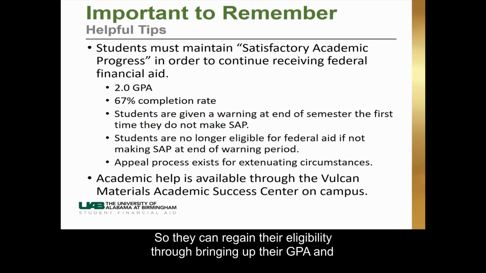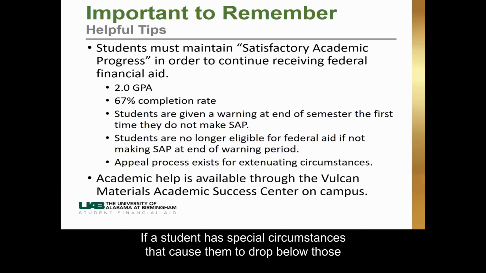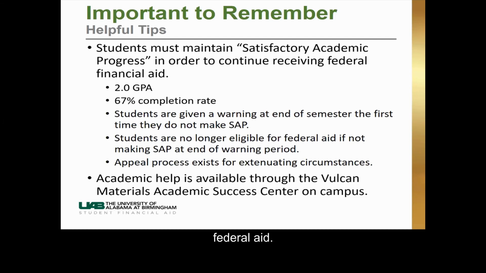After that, they will go into a fail status where they will not be eligible for any federal financial aid. They can regain their eligibility through bringing up their GPA and their completion rate, or they can appeal. We do have an appeal process if a student has special circumstances that caused them to drop below those standards. There is an appeal process that they can follow to regain eligibility for federal aid.